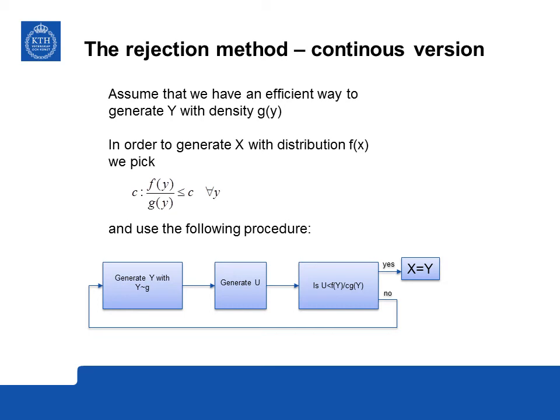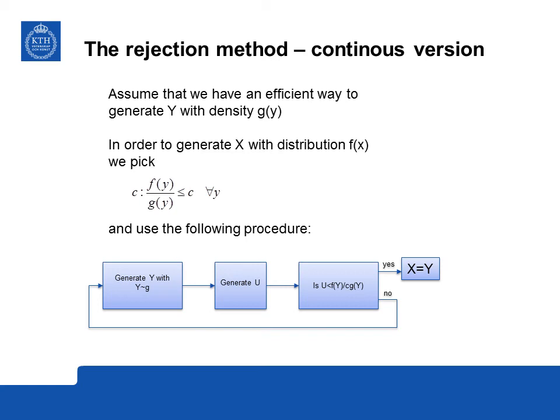And that brings us to the acceptance-rejection method, or rejection method, in its continuous version, which is the second cookbook recipe. Again, we assume that we have an efficient way of generating a random variable Y with a certain density g(y), and we want to generate X with a similar distribution f(x). And of course, again, we pick a c such that the ratio between the functions f and g is less than c for all y.